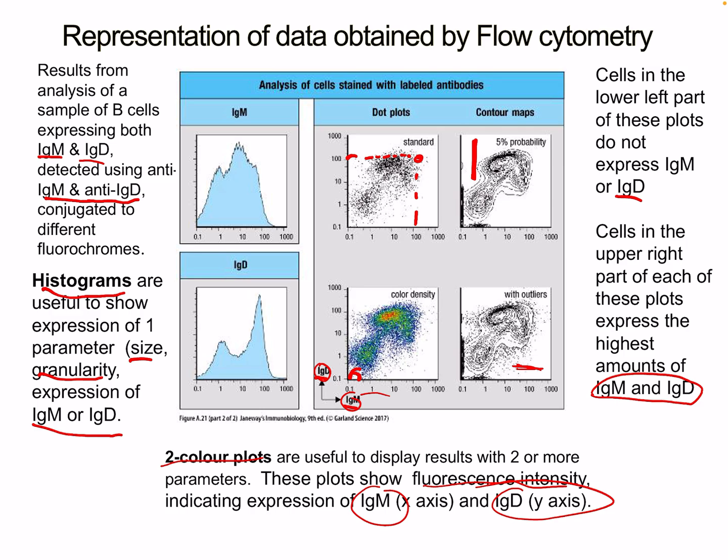So again, we talked about our B cells. Most B cells will express both of them if they haven't been activated; they're mature naive B cells.